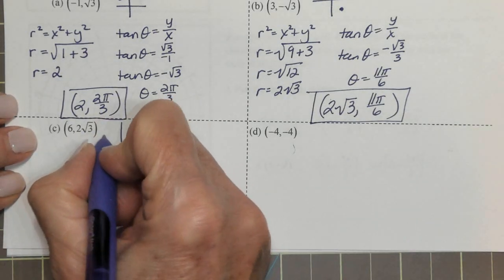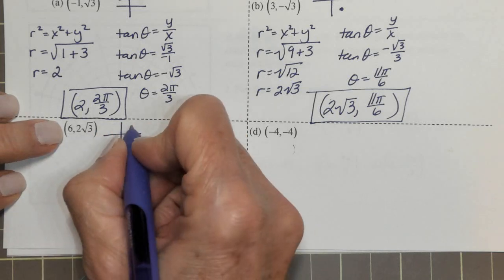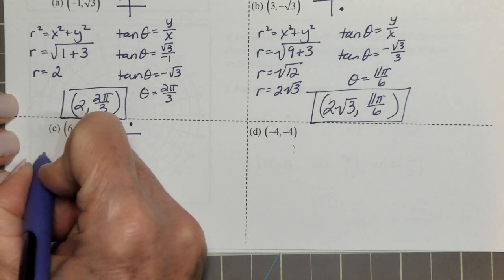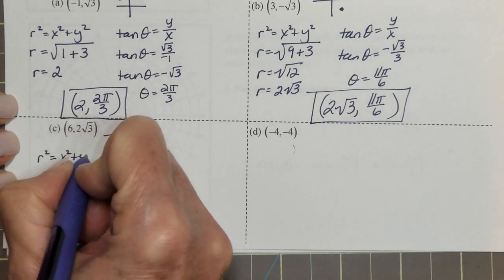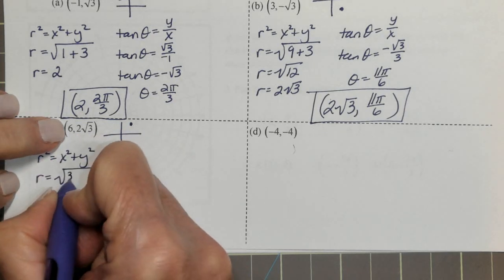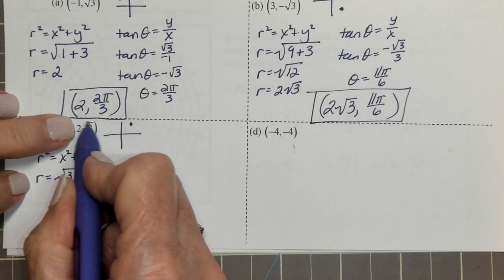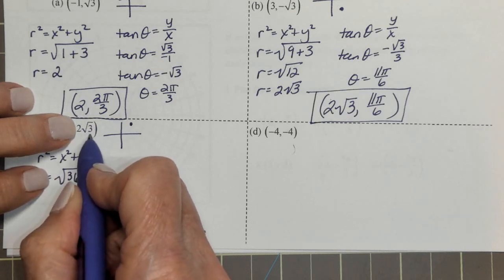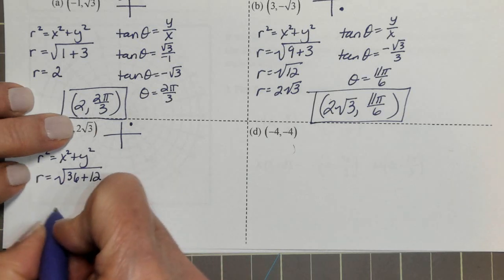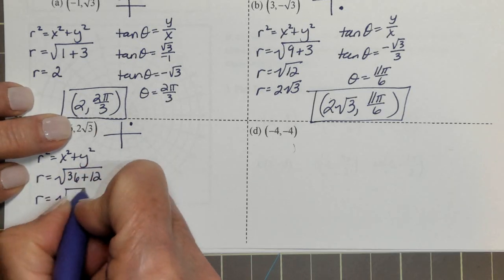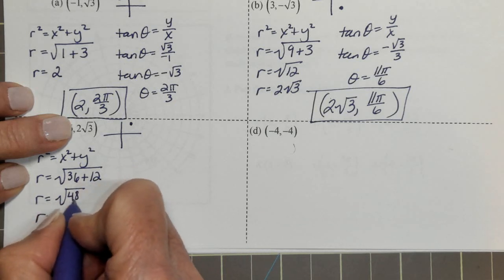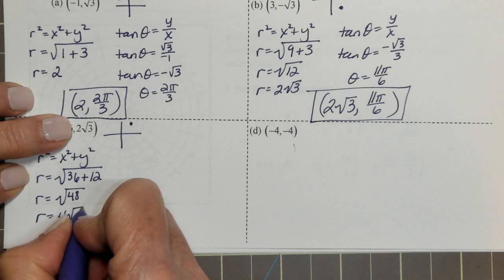Okay, what quadrant are we in this time? X is positive, y is positive, so we are in quadrant 1. R squared is x squared plus y squared, so r is the square root of 36 plus, what is 2 square root of 3 squared? That would be 4 times 3, or 12. So r is the square root of 48. There's a 16 in that. 48 is 16 times 3, so 4 square root of 3.